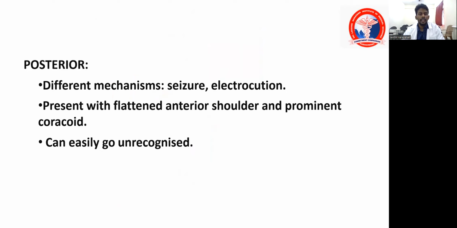There are different mechanisms by which a posterior dislocation can occur, mainly seizure and electric shock. The posterior dislocation presents with a flattened anterior shoulder and prominent coracoid. It is easily unrecognized, and the patient can present to you at a later date as an untreated posterior dislocation. It is one of the conditions that can be easily missed.